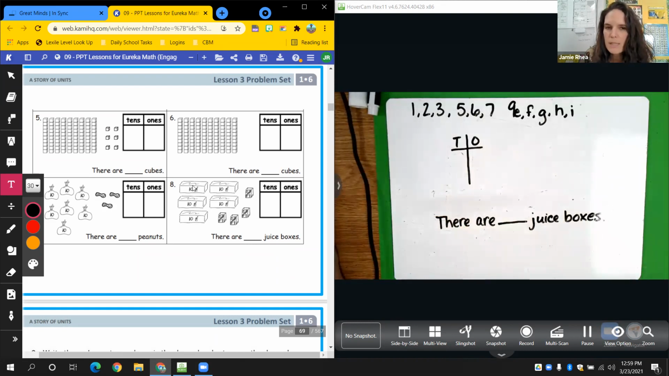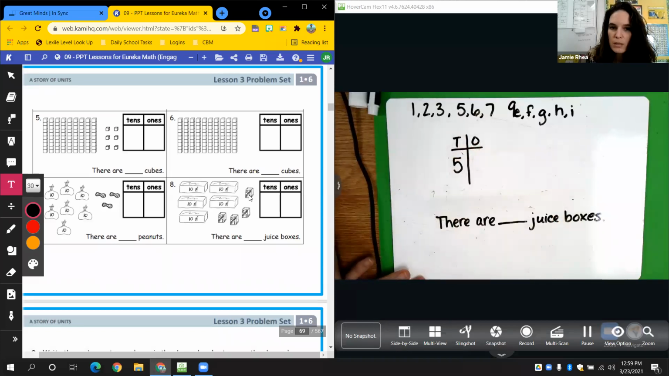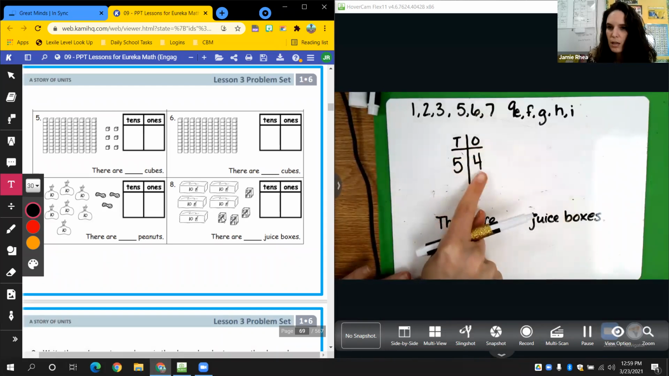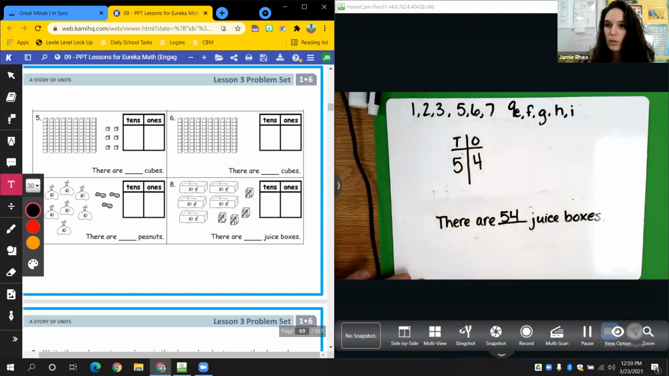So now look at number 8. How many groups of 10 do I have? 1, 2, 3, 4, 5. I have 5 groups of 10. So I'm going to put it in my tens place. How many ones? 1, 2, 3, 4. So how many juice boxes are there? Put those 2 numbers together to get 54. Okay, that's what you're going to do on 5, 6, and 7.